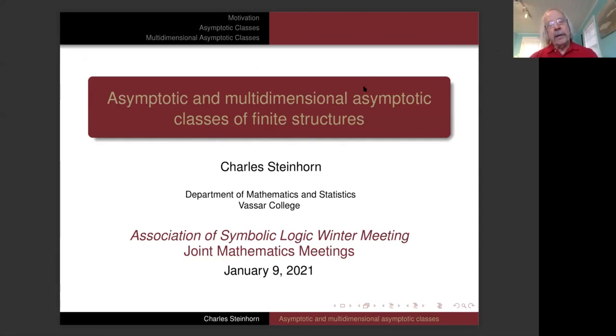It's my great pleasure to introduce Charlie Steinhorn from Vassar College. And also, for many of us, we should give him a big thanks as a longtime treasurer of ASL, keeping the ship afloat. Many thanks for that. So today he's going to talk about asymptotic and multidimensional asymptotic classes in finite structures.